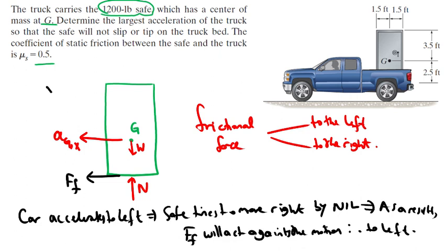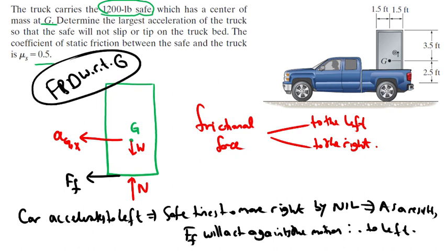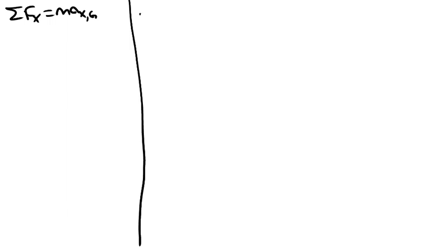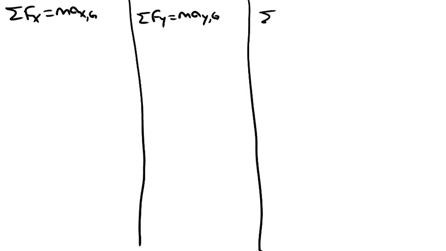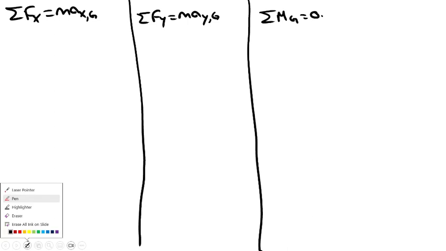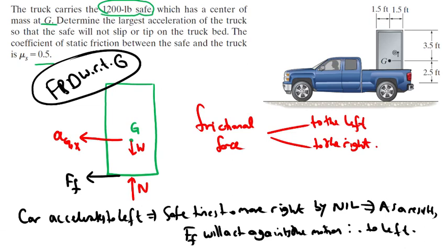Since you did the free body diagram with respect to G, that's very important, the rest comes as a piece of cake. So let's start. The sum of F_x is m a_x of G. The sum of F_y will be m a_y with respect to G. And finally the moments about G should be equal to 0. Okay, then let's start with the first case.